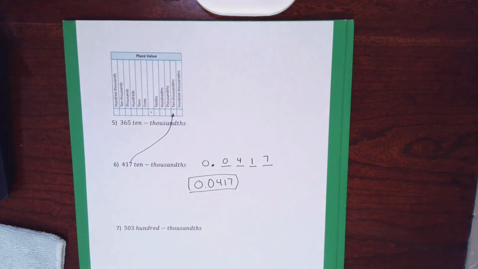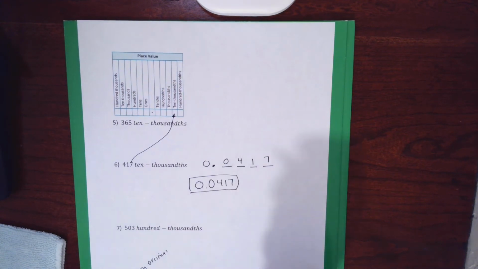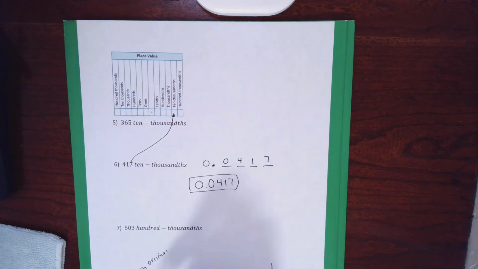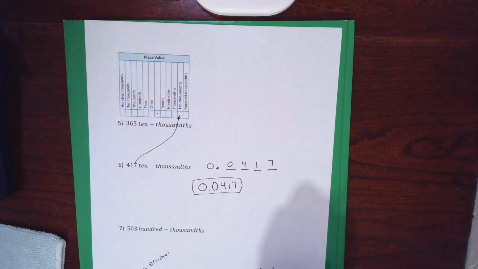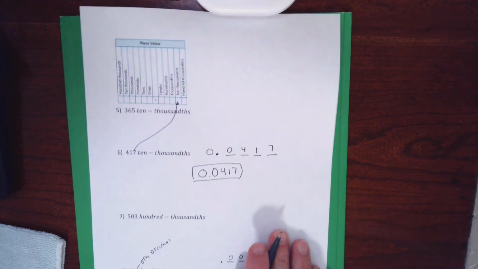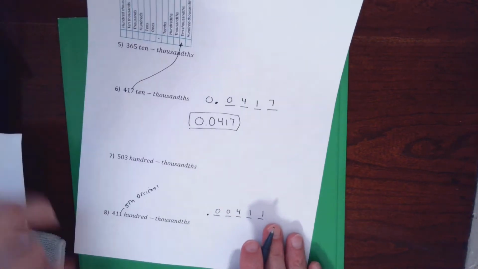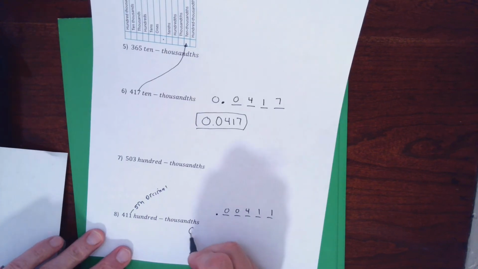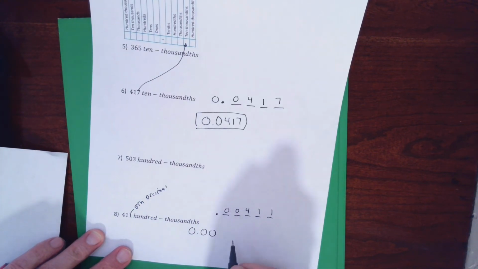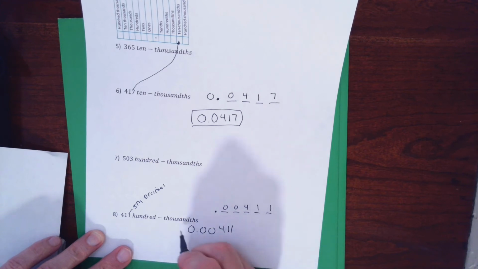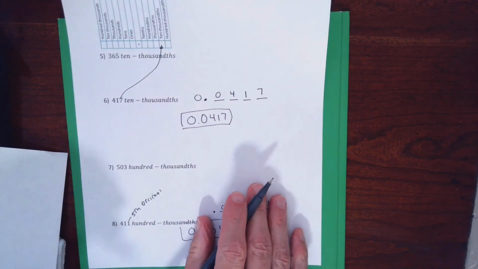And then for the next one, it's 100,000ths. So the 1 there is going to go in the 5th decimal position because that's the 100,000ths position. So I need a point. I need 1, 2, 3, 4, 5 decimals. The 1 at the end of 411 there goes in the last place. Fill in the 411, add a couple of zeros, and the decimal for this is 0.00411. That's 411 100,000ths.